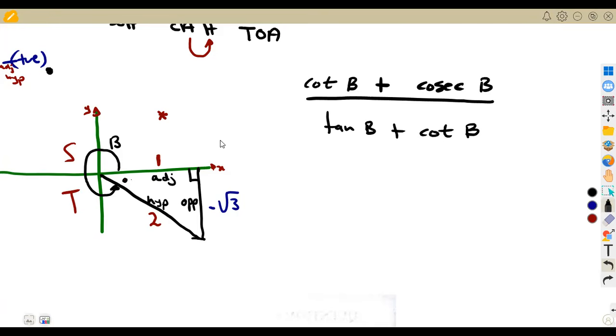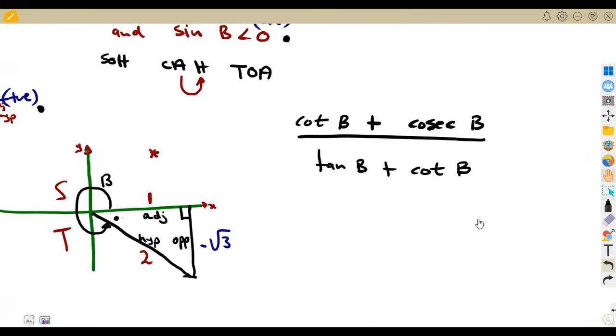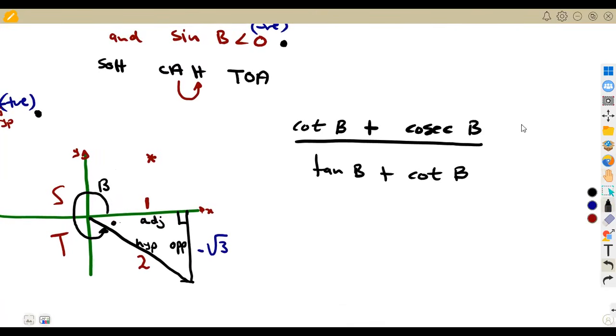Let us simplify by substituting what we are given. The cot of B means 1 over tan. Cot is the reciprocal of tan. You know that, we talked about this. So cot is the reciprocal of tan, meaning you're talking about 1 over tan of B.